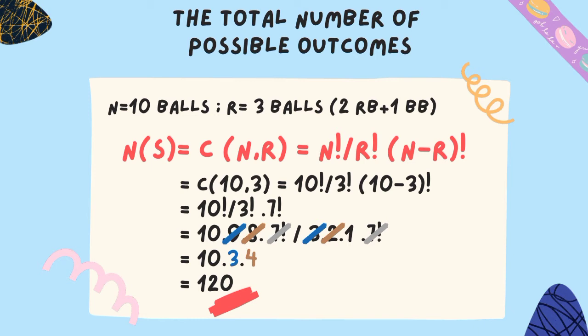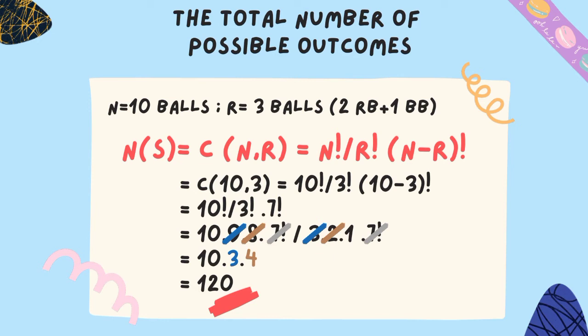equals 10 factorial divided by 3 factorial times 7 factorial equals 10 times 9 times 8 times 7 factorial divided by 3 times 2 times 1 times 7 factorial. You can cancel 7 factorial divided by 7 factorial, 9 divided by 3 equals 3, and 8 divided by 2 equals 4, so 10 times 3 times 4 equals 120. So the total number of possible outcomes is equal to 120.